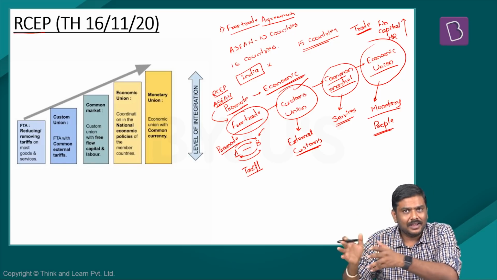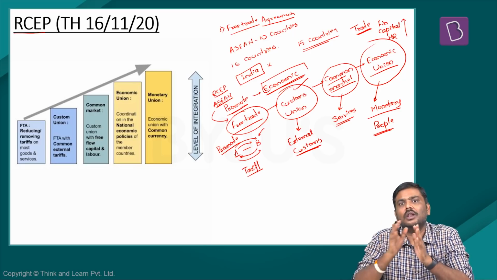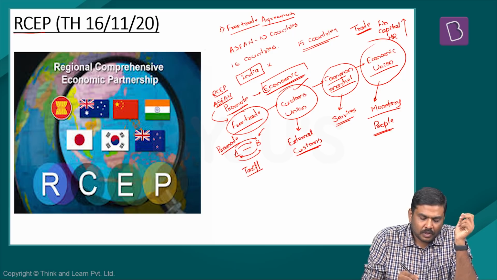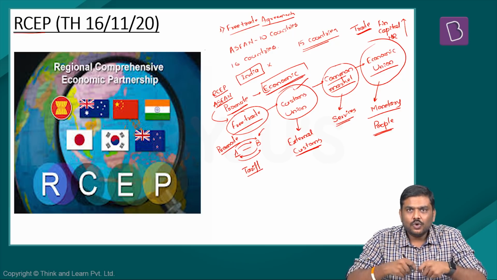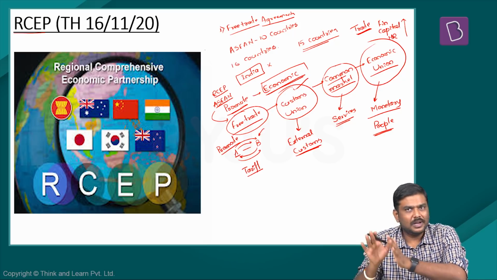will also keep on increasing. This is the basic idea of an economic integration model. Now, in case of India, though there was an option for India to join this particular grouping, that is RCEP, India opted not to join this particular RCEP.